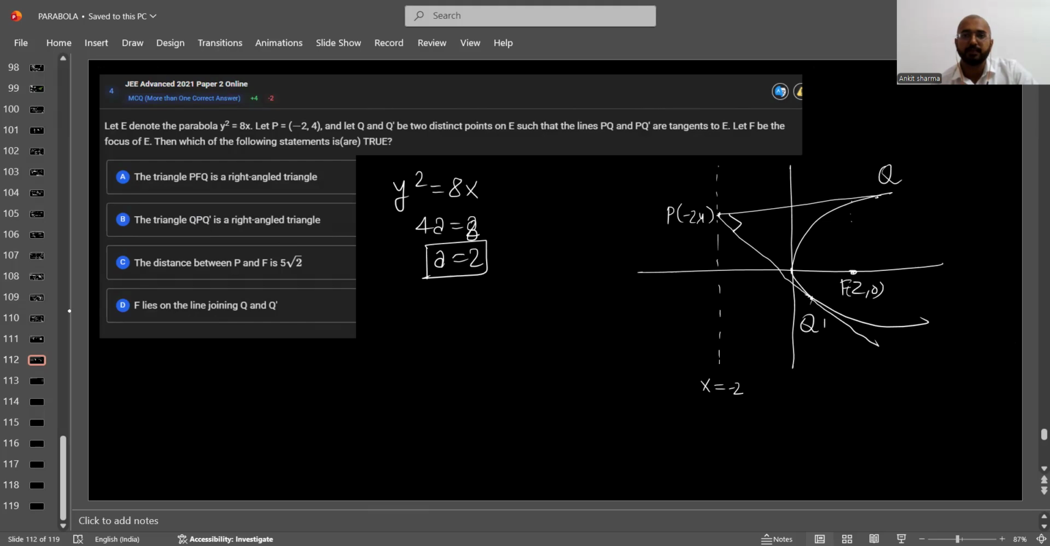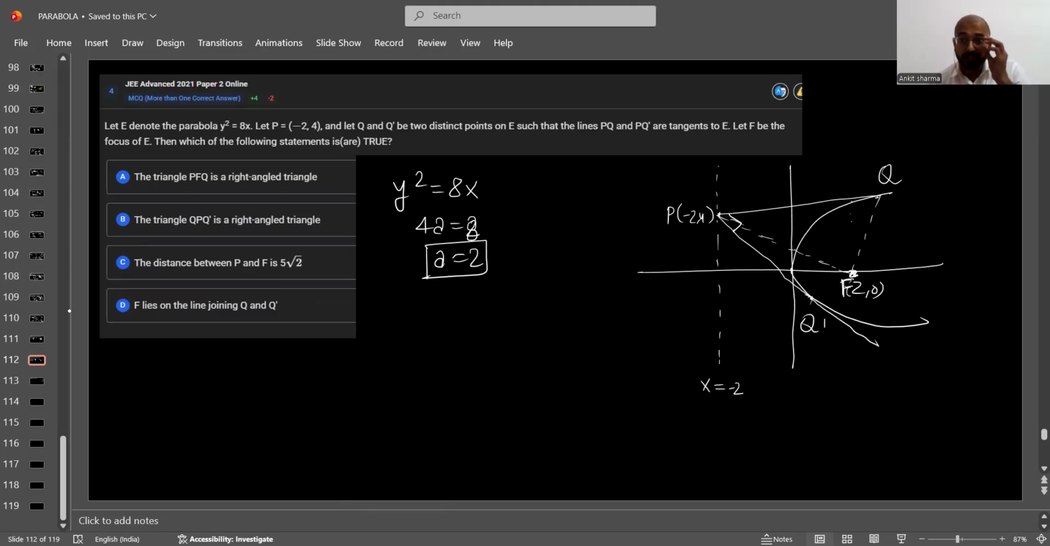Now let us see. So let E be the parabola. Perfect. P is my point here. Q and Q dash are on E, on the parabola. PQ and PQ dash are tangents to E. Let F be the focus of E. F is here. Now the triangle PFQ is a right angle triangle. So they are saying that PFQ is a right angle triangle. So let us see this thing.